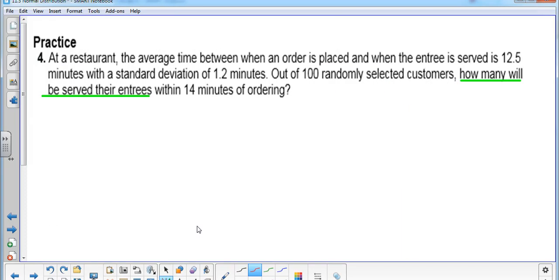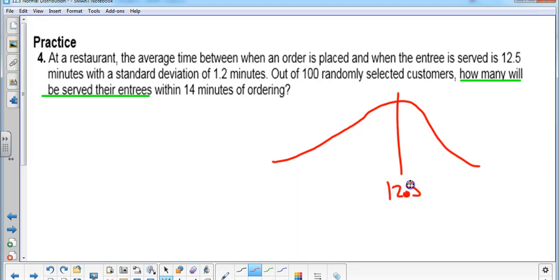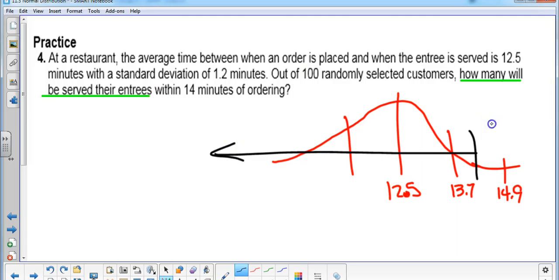Let's try a question. We're going to use z-score again this time, and then I'll show you how to not. At a restaurant, the average time between when an order is placed and when the entree is served is 12.5 minutes with a standard deviation of 1.2. Okay, so the average is 12.5, and you really don't need to draw this if you don't want to. And the standard deviation is 1.2. If we go up 1.2 above this, we're at 13.7. We go up another 1.2, we're at 14.9. They want to know how many people got their meal within 14 minutes.